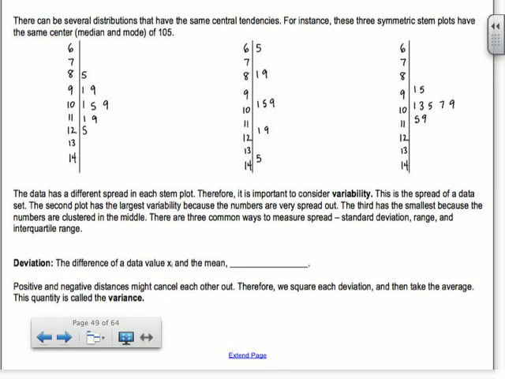Yep, good. All right, so deviation. So the difference of a data value xi and the mean. So you would write it as x bar minus xi. Oh, let me do xi first, actually. It's not going to matter anyway.